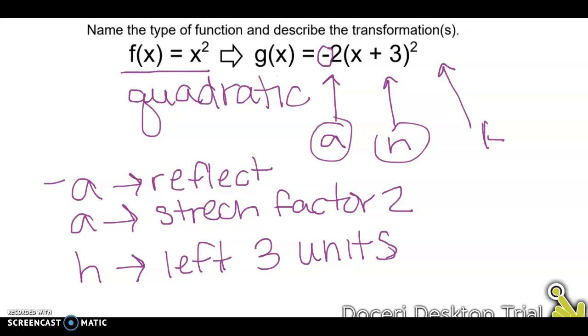And that's the basics of moving a function or transforming a function. Next, you need to tune into the part 2 video.